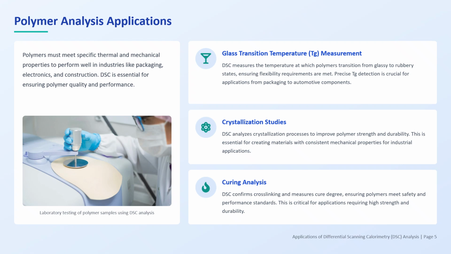Crystallization studies using DSC help optimize polymer strength and durability by controlling how molecular chains organize during cooling. Curing analysis confirms whether cross-linking reactions are complete. Incomplete curing can compromise safety, mechanical strength, and long-term reliability. In polymer development, DSC transforms trial and error into data-driven design.